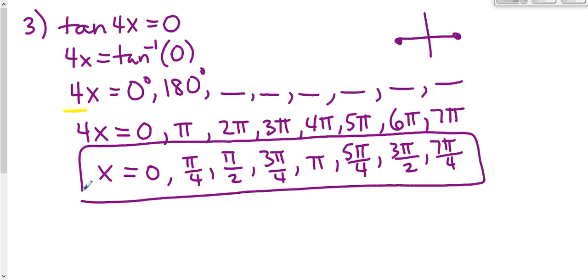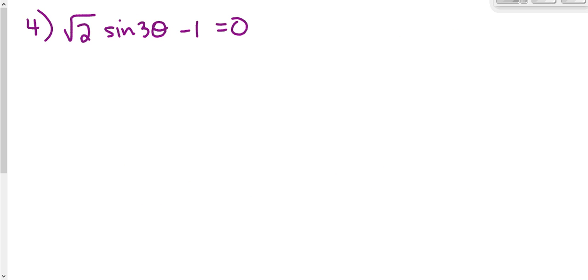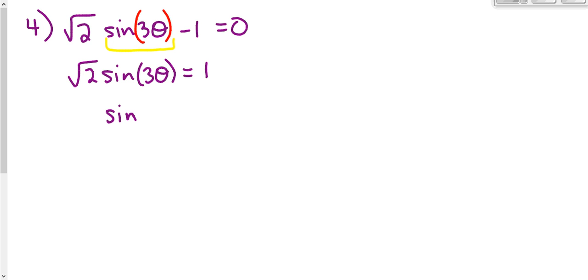Now let's move on to number 4. And remember, when you look at this, even though it's not written in, you should see it as if the 3 theta was in parentheses. It's the only thing that's inside the sine function. So let's isolate sine of 3 theta by adding 1 to both sides and then dividing both sides by square root 2, and then taking the inverse sine to isolate 3 theta.